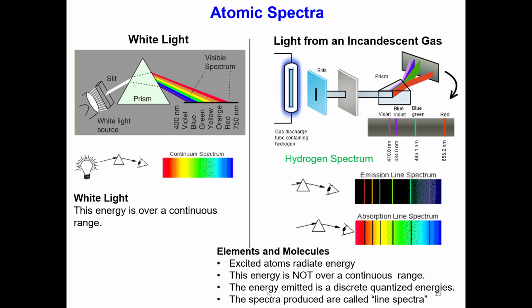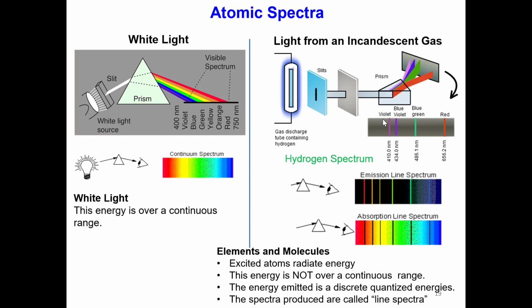That means the energy is emitted in discrete, quantized energies. Yes, in some particular values of energy. And this spectra, these colors that are emitted by some particular element or compound, is called the line spectra. Then each element, each compound has its own particular line spectra. It's like a fingerprint. Yes?